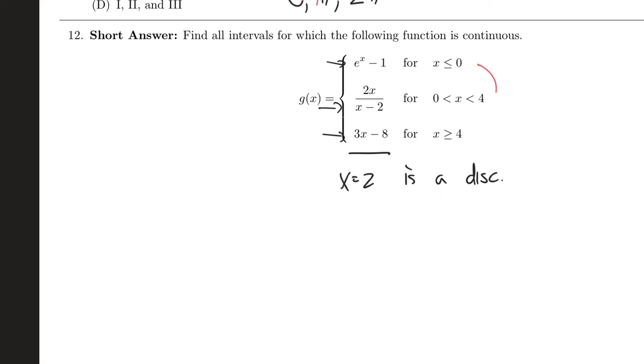We also need to check when we change rules. So we change at 0, e to the 0 minus 1. All right, a few people made this mistake. Anything raised to the 0 power is 1. So that actually gives me 0. I'm also going to plug in 0 here.